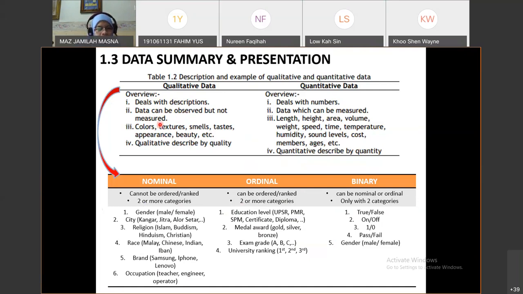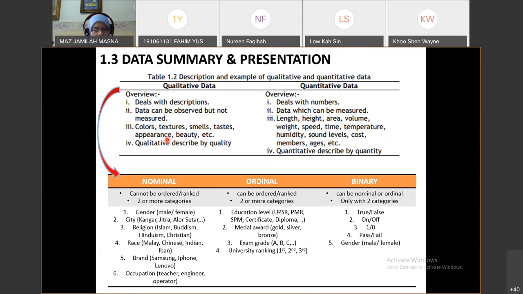For example, first, color. Okay, you observe in my slide, the color of my table here is orange. Okay, so that is the qualitative data. It can also refer to texture, hard or soft, for example. Okay, texture for a material, for example. Smells, smell good or not good, for example. You just classify into those two particular smells. Taste, whether it's umami, taste sweet or bitter or whatsoever.